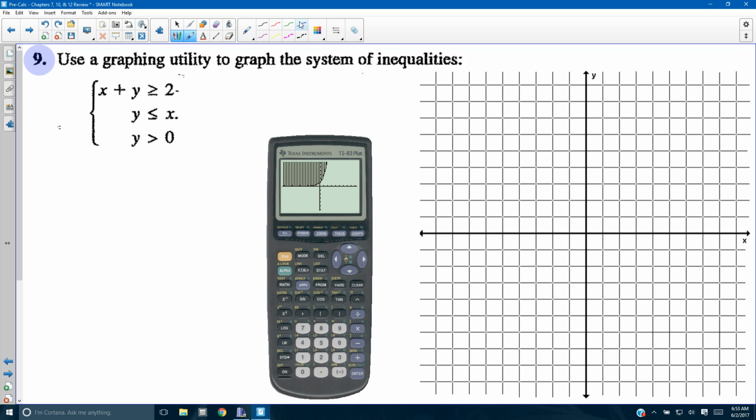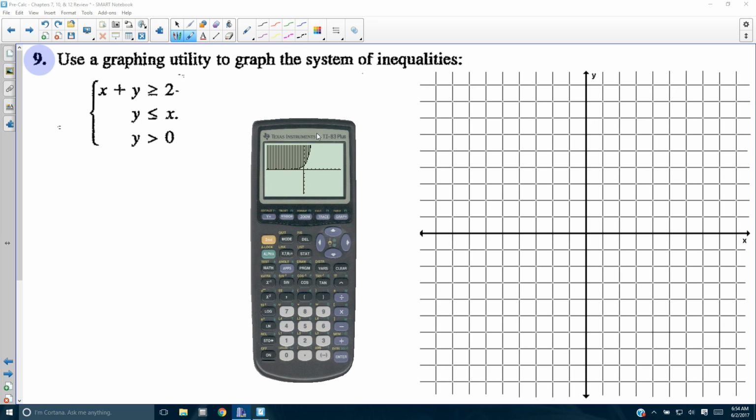Now, once again, this is something that I could do by hand, you could do by hand, but I'm just going off what this says. Use the graphing utility. I'm going to work with their request there. So let's go ahead and do that.